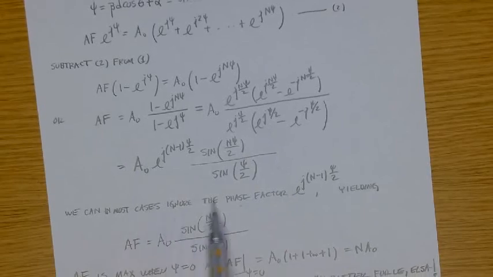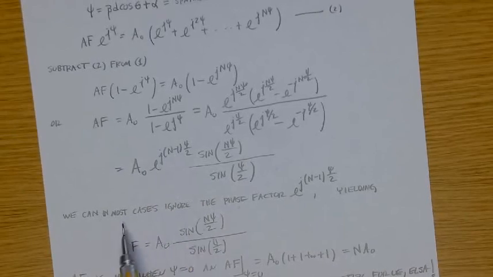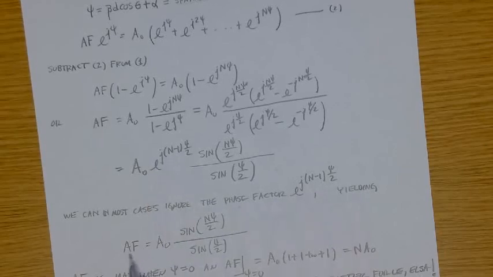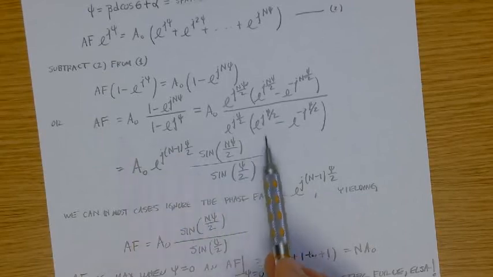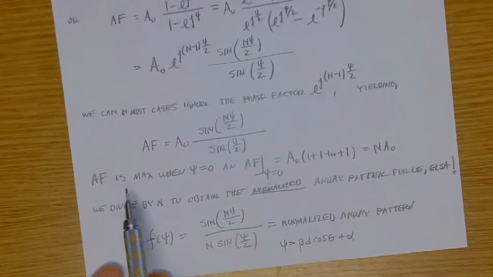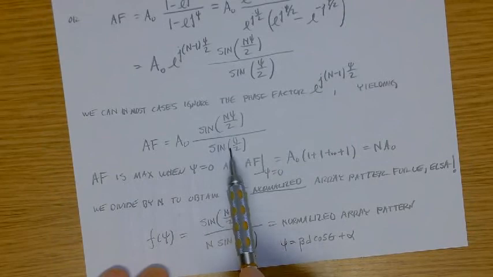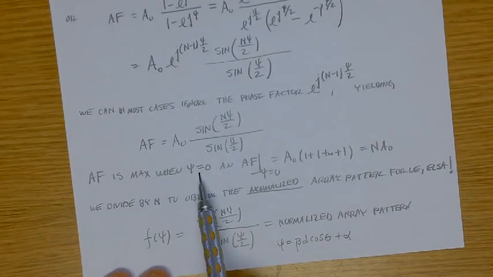So in most cases, but not always, right? Certainly there are cases where you're interested in the phase. In most cases, we ignore the phase factor, this right here, yielding the array factor of this form by just dividing that out, or taking the magnitude of it, essentially. So the array factor, this is a sine x over x type function. It's a sinc looking thing. And so the array factor is going to be a max when psi is 0.